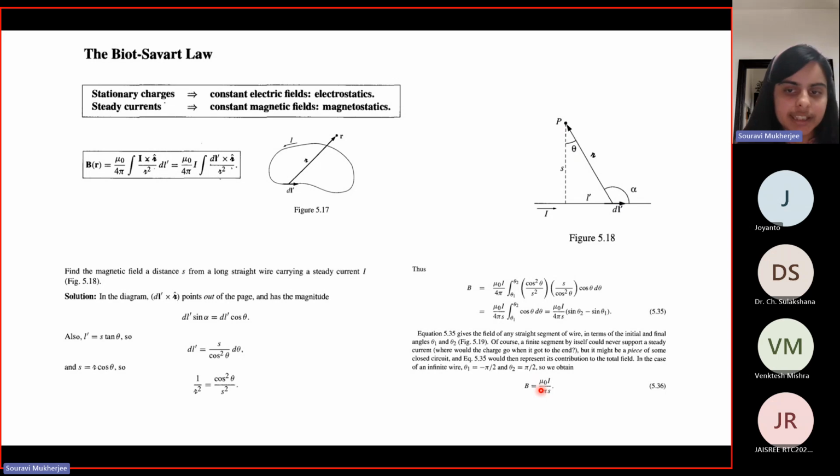Basically, you have a current carrying wire along Z, and at some distance, 5 meters from this wire, what would be your magnetic field? So you can directly use this relation, right? And be careful about the direction of the magnetic field.